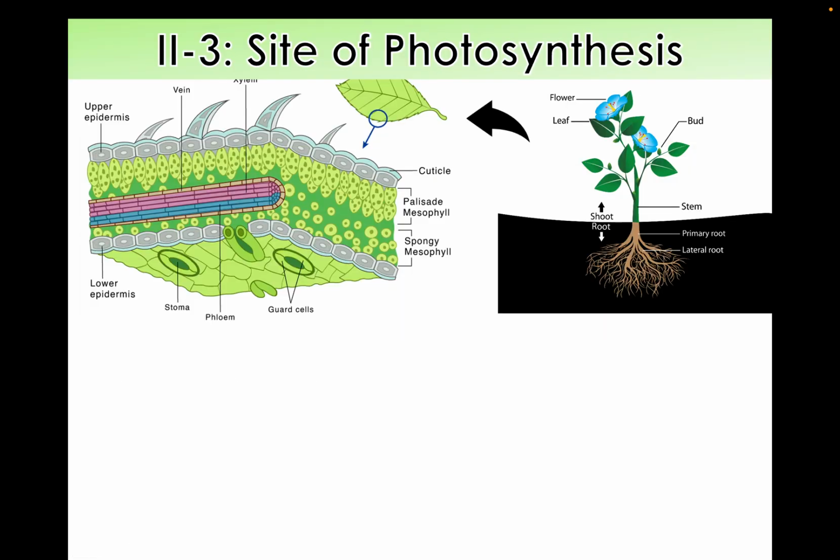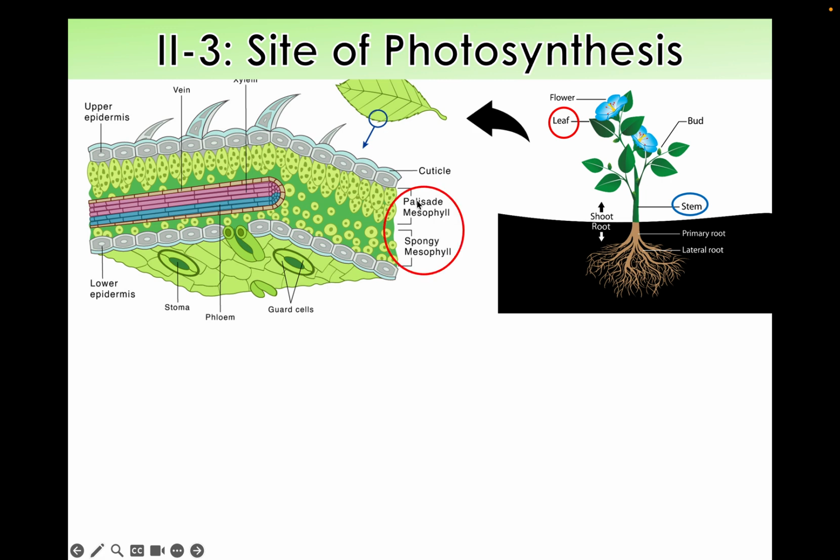Okay, so let's really get into it here. So let's talk about the site of photosynthesis. Obviously, photosynthesis happens on the leaves of plants. So if you look at this plant here, this is a leaf, this is the stem. This is a more zoomed in version of the leaf.